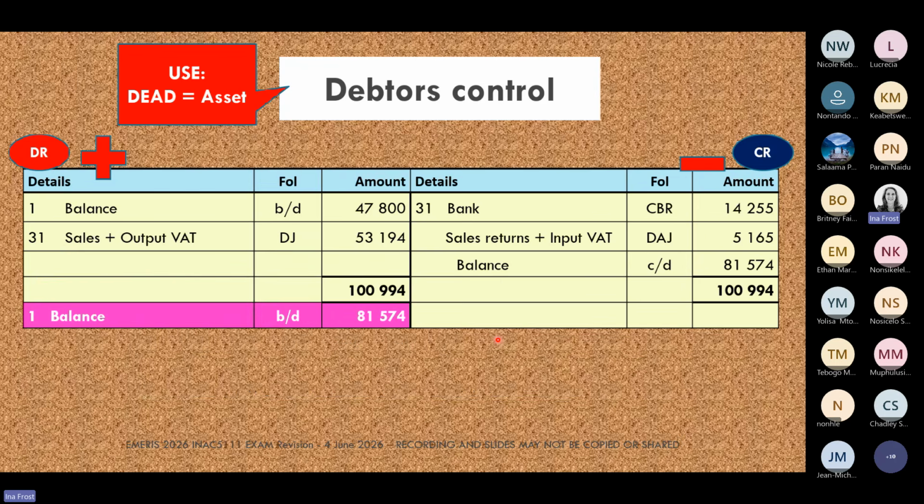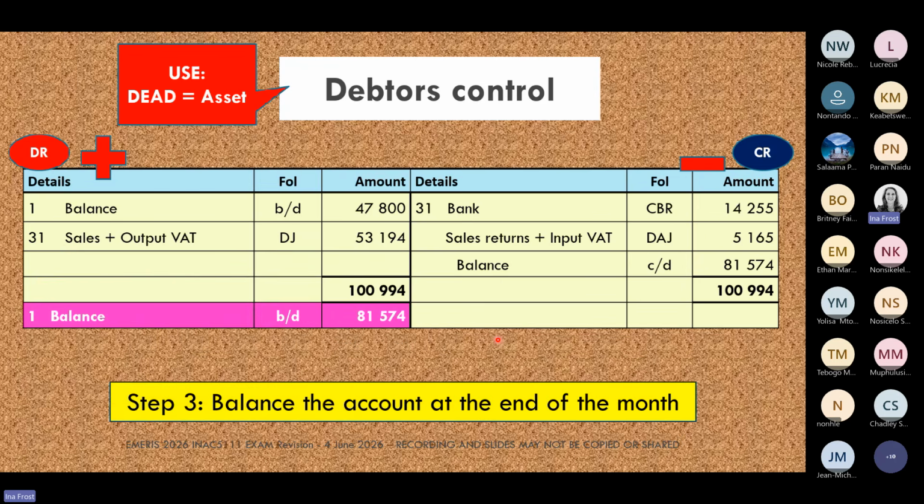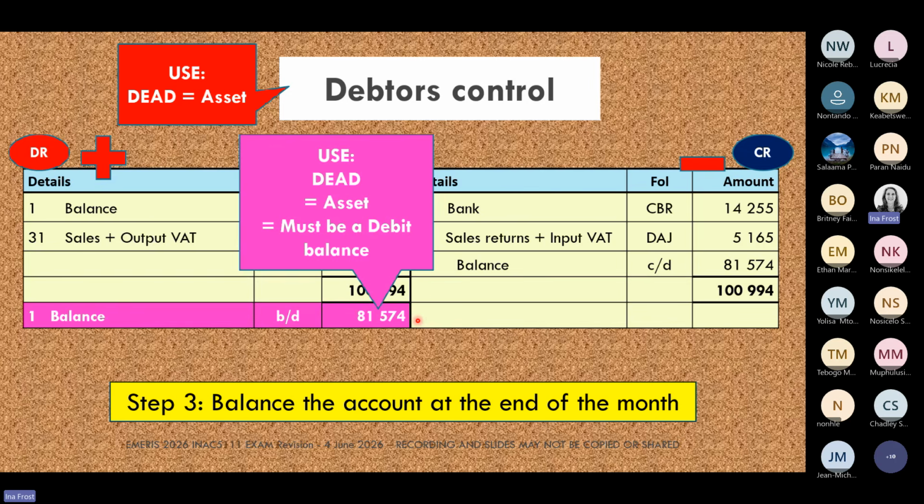And then step number 3 says, remember to balance your account at the end of the month. Remember again, step number 1, the opening balance, is easy marks, including your folios, easy marks, and properly balancing your account at the end of the month is another way of earning easy marks in any general ledger account. And a last reminder on your debtors control account: a debtor is an asset, meaning we'll use debt, which means the opening balance and the increases must be on the debit side of the account.